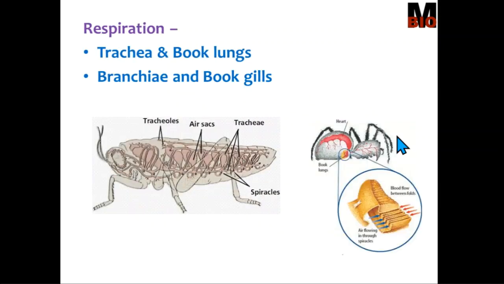Then, about their respiration, there are many types of respiratory structures present. In the case of terrestrial organisms, trachea and book lungs are used for respiration. In the case of aquatic arthropods, branchiae and book gills are used for respiration. So there are dedicated structures for terrestrial respiration and aquatic respiration. In terrestrial respiration, two structures are used: trachea and book lungs. In aquatic respiration, two structures are again used: branchiae and book gills.